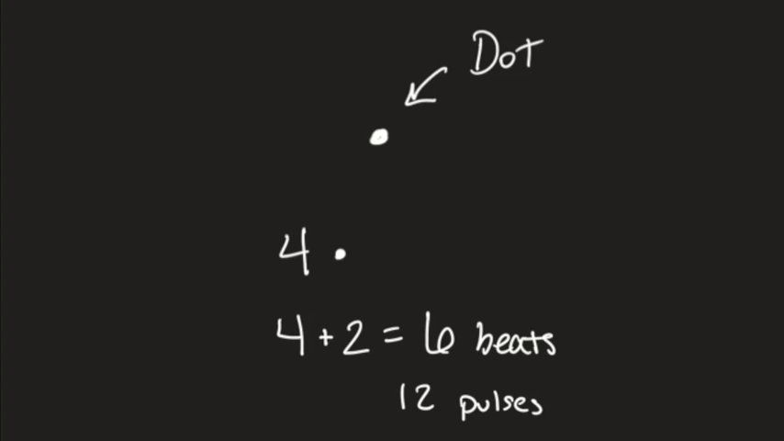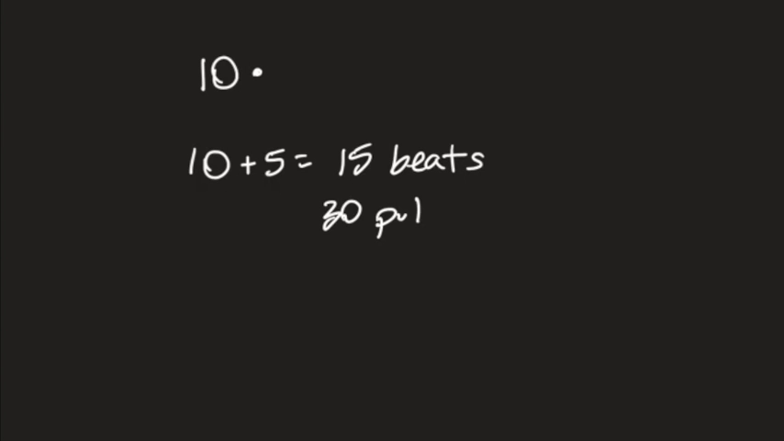Let's try another one. So let's do the same thing here. I'm going to write 10. Now this dot takes half of that value. So what's half of 10? If you said 5, great. We add those together. That means that's worth 15 beats. How many pulses would that get? 30 pulses. Right.